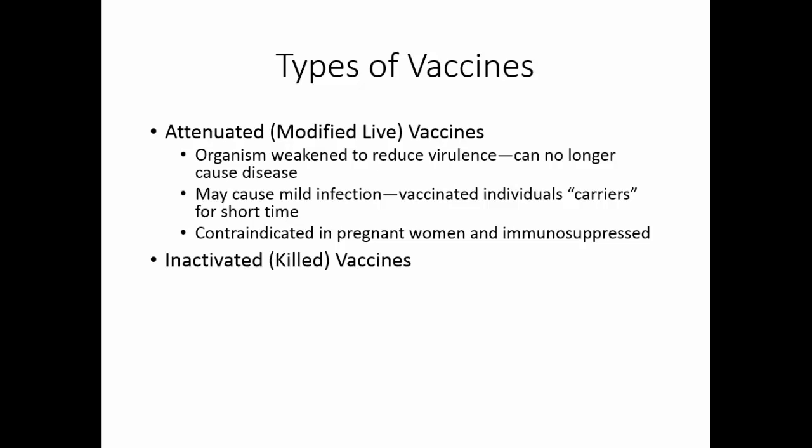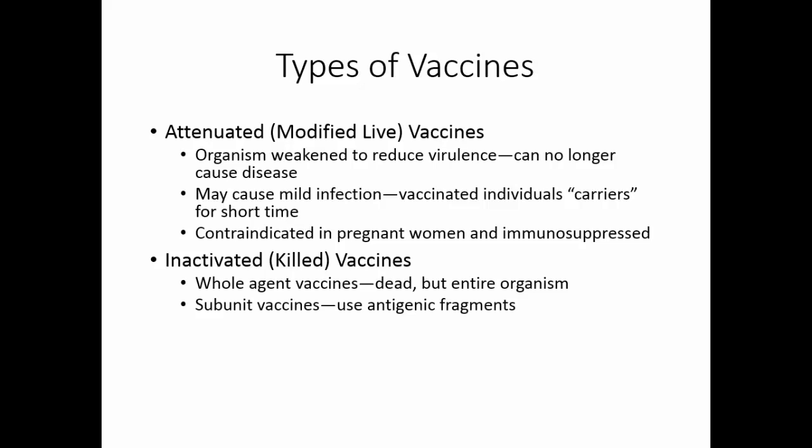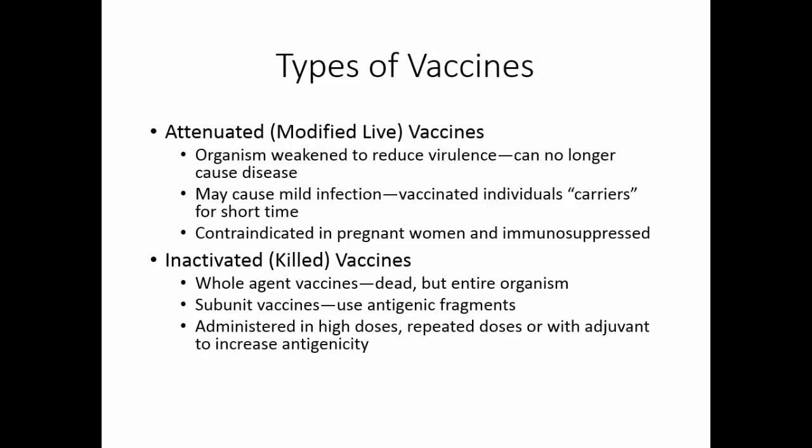Inactivated vaccines use killed organisms. Whole agent vaccines give the entire organism, but it's dead. And subunit vaccines use antigenic fragments, just pieces of the dead organism. These are sometimes administered in high doses. Sometimes there have to be repeated doses with an adjuvant, or some sort of helper that helps increase the antigenicity. One of the problems with this is the adjuvant may act as an allergen or may cause local inflammation.